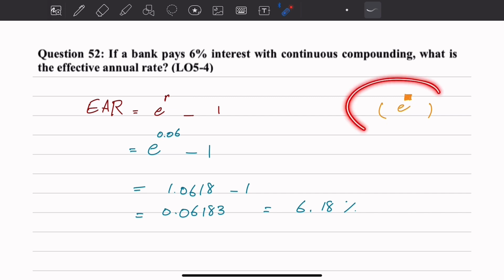All right, very simple exercise. Just try to locate Euler's constant on your calculator, and you should be able to solve this problem very easily.